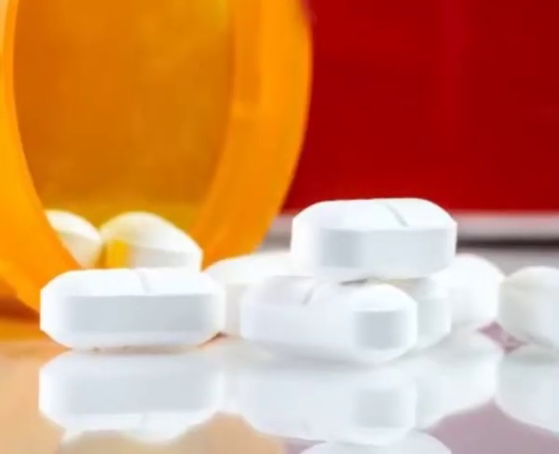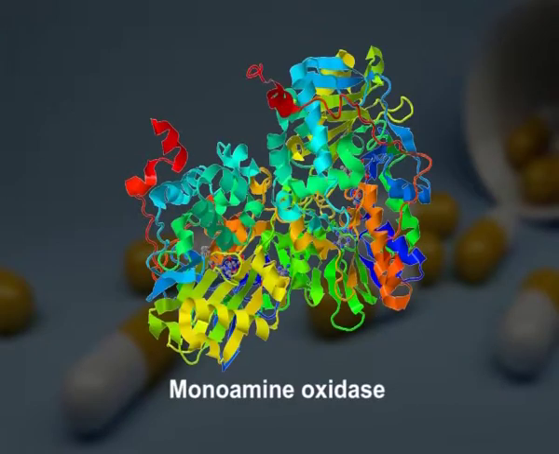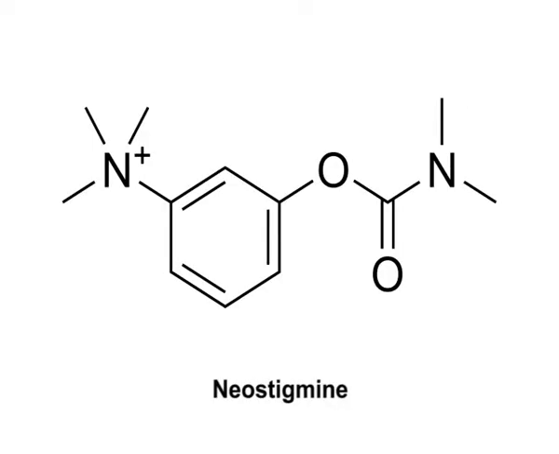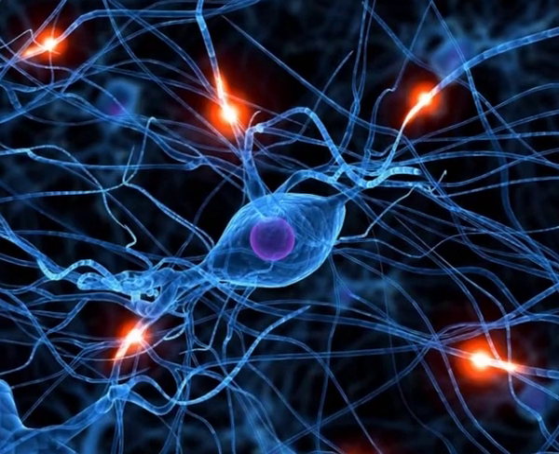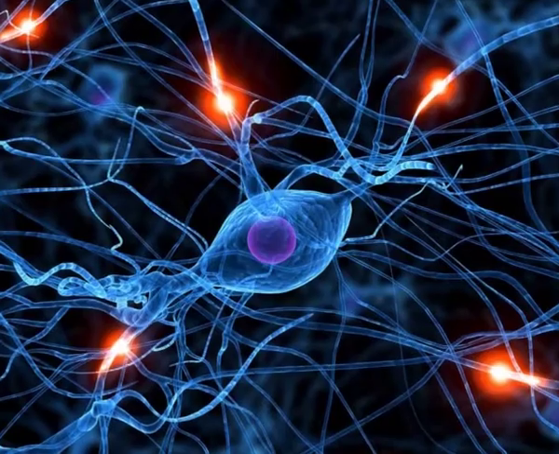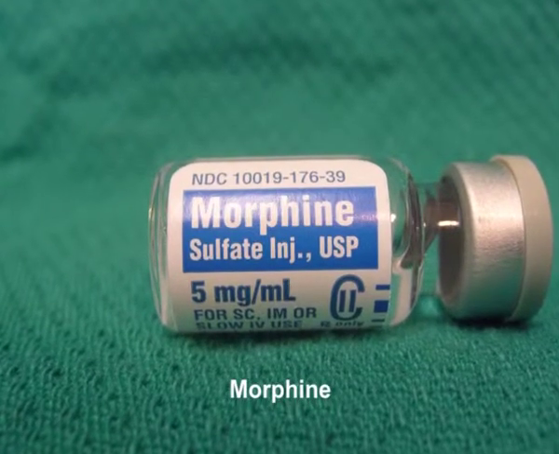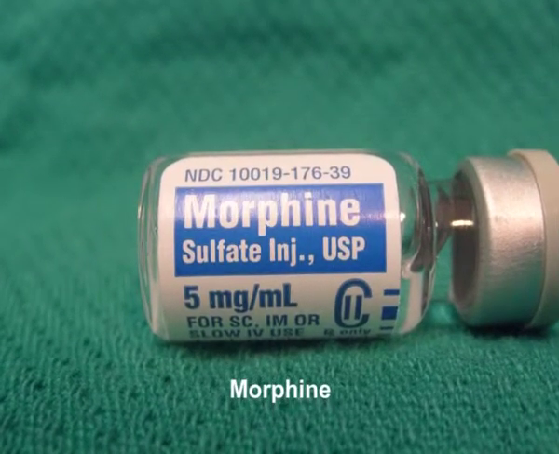Various drugs like phenothiazine, tricyclic antidepressants, monoamine oxidase, that is MAO inhibitors, amphetamine, and neostigmine potentiate the action of morphine and other opioids, either by retarding its metabolism or by a pharmacodynamic interaction at the level of central neurotransmitters. Morphine retards absorption of many orally administered drugs by delaying gastric emptying.